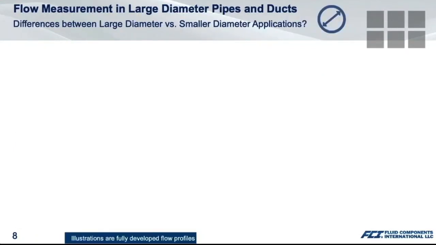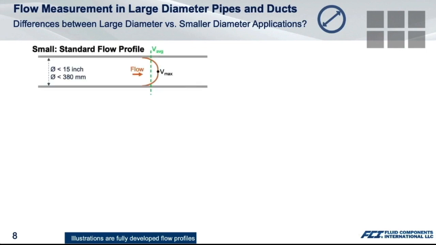Let's discuss the differences in the flow profile between large diameter and small diameter applications. In the smaller diameter application, 15-inch or under, typically we have a fully developed flow profile, whereby the velocity at the center line of the pipe is maximum, and near the wall of the pipes, the friction from the walls creates a drag which reduces the velocity inside that pipe.